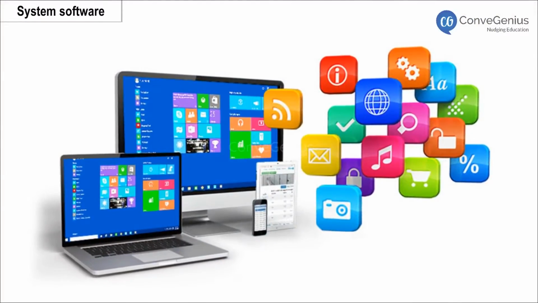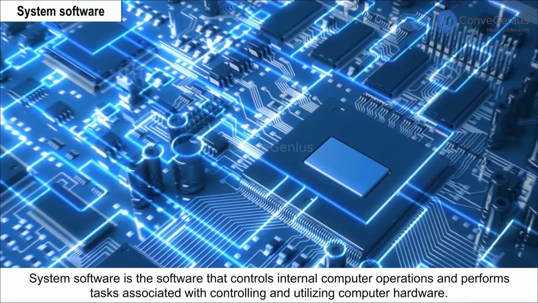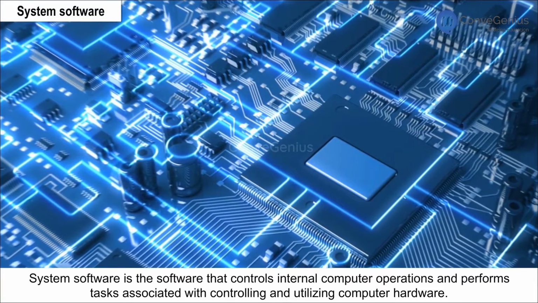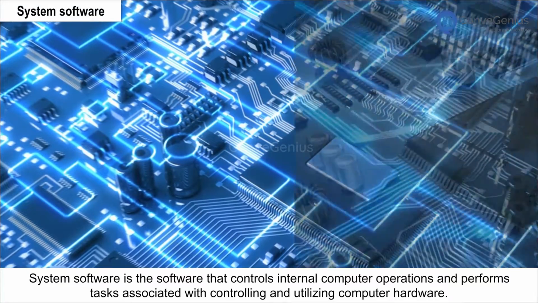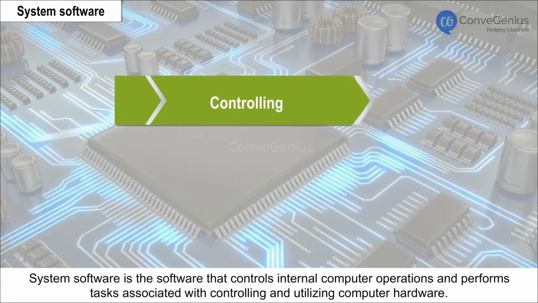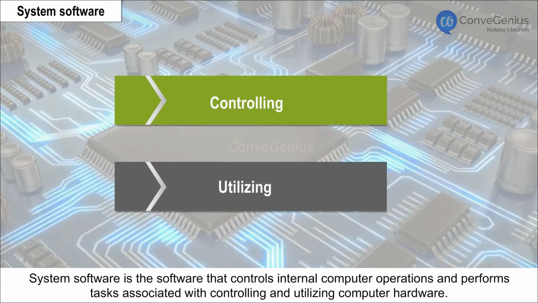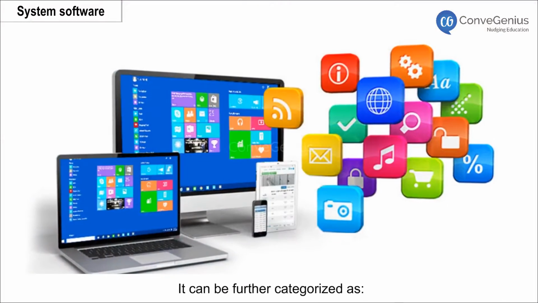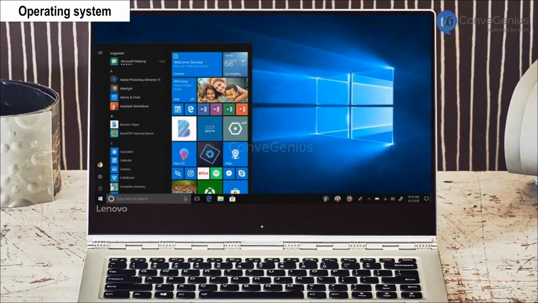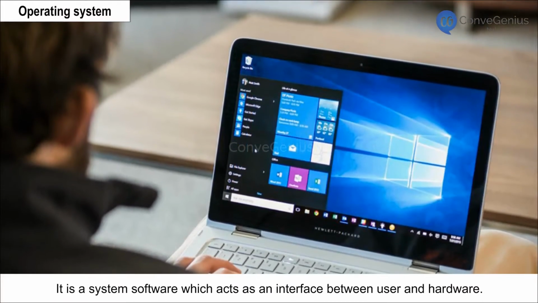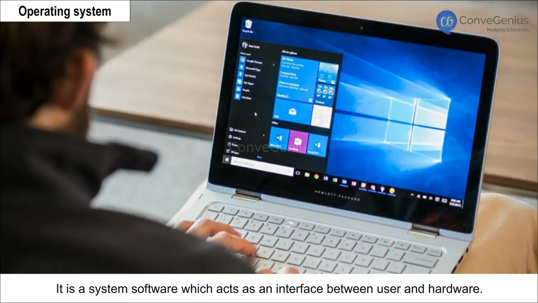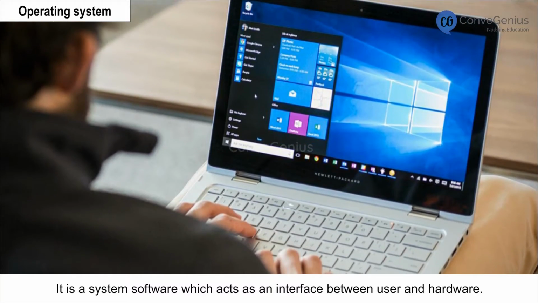System software. System software is the software that controls internal computer operations and performs tasks associated with controlling and utilizing computer hardware. It can be further categorized as operating system. It is a system software which acts as an interface between user and hardware.